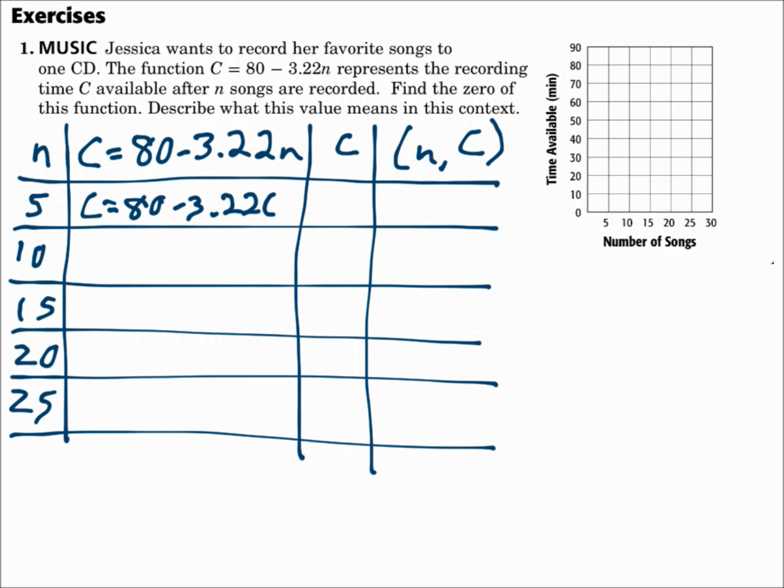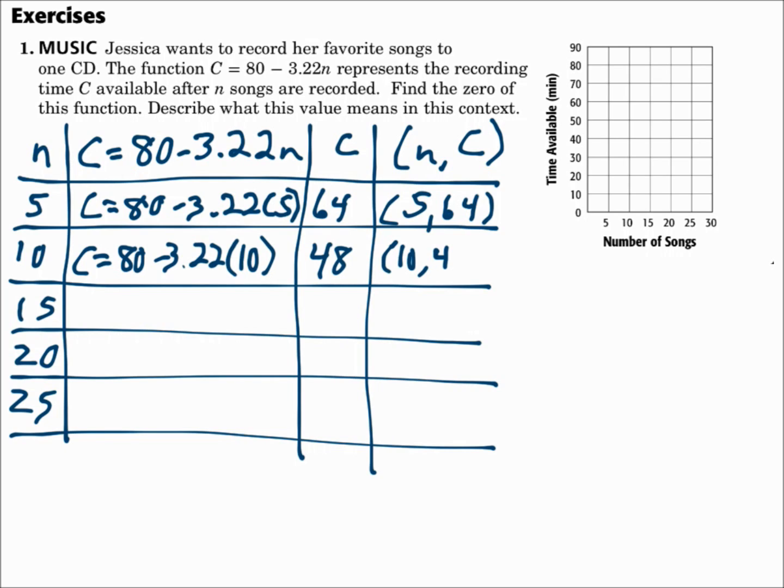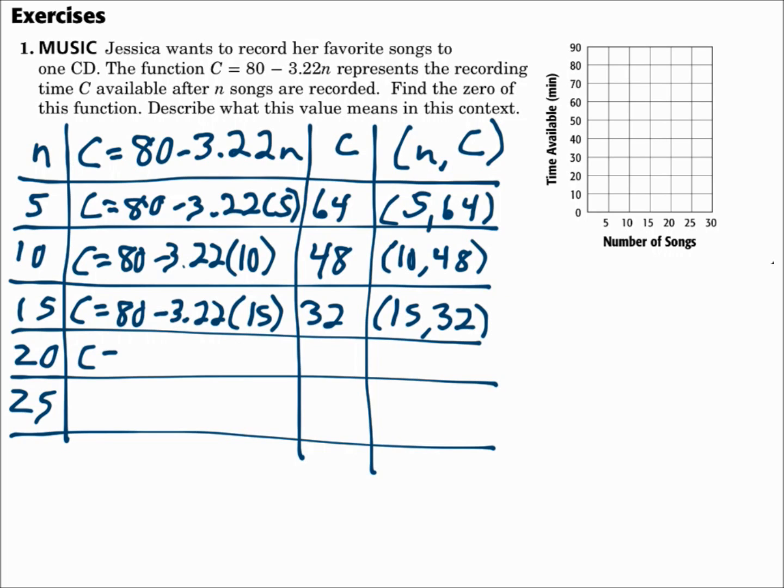Substitute in 5. And if you want to just trust me on the math here, c is 64, giving you the ordered pair 5, 64. Substitute in 10. You get 48. 10, 48. Substitute in 15. You get 32 with the point 15, 32. Remember, the n is like the x and the c is like the y.